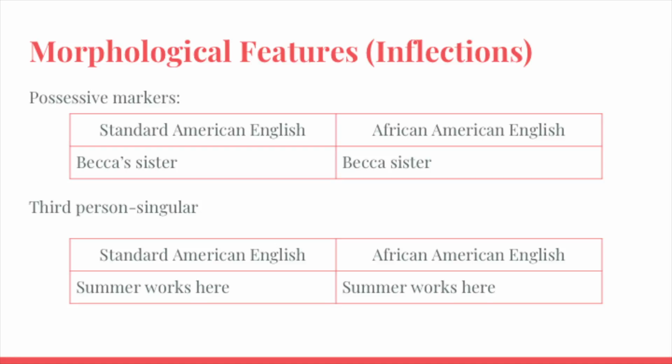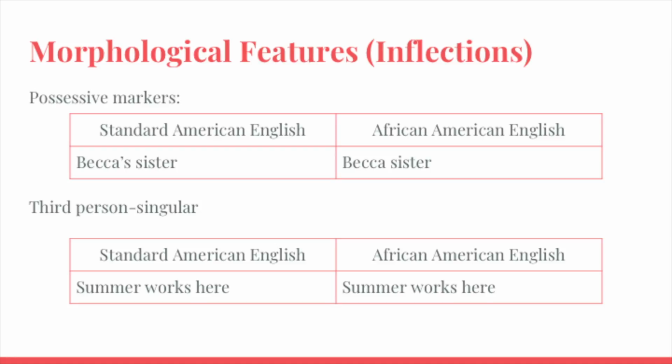And now finally, morphological features, or in other words, inflections. The use of possessive markers. In standard American English, the possessive marker apostrophe S is present. For example, "Becca's sister." However, in AAE, there is a lack of possessive marker. For example, "Becca sister." The possession is marked by the position of the noun and its possessor.